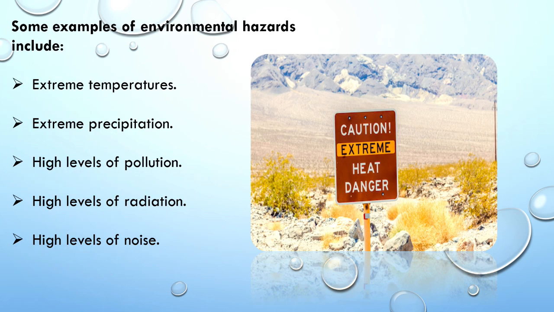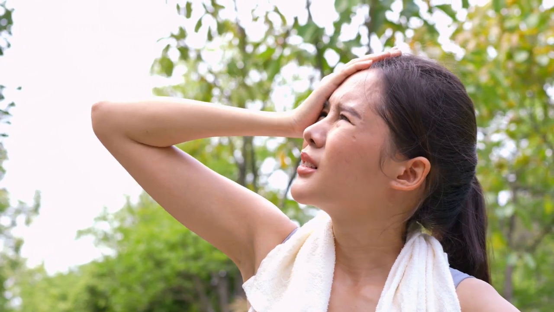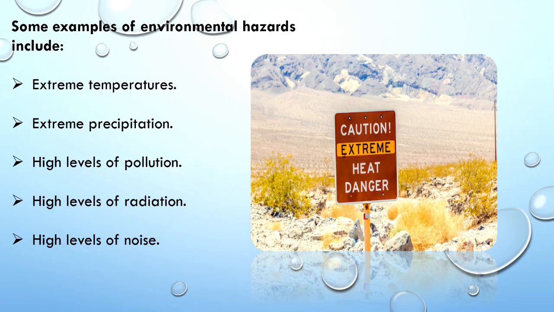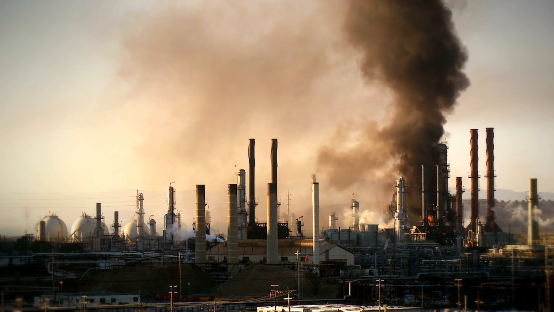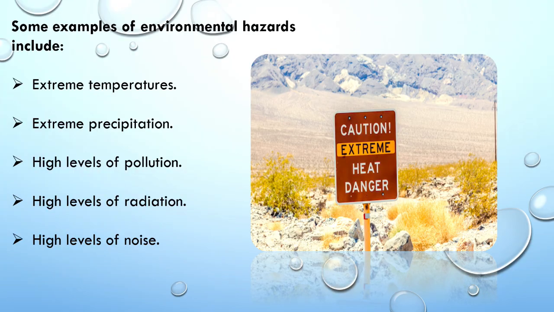Now, some examples of environmental hazard include extreme temperatures. You see, when you travel to some tropical countries, like when you go to Asia or maybe the Caribbean or Africa, you may experience some extreme temperatures. That is one of the environmental hazard. Okay, extreme precipitation, high levels of pollution, high levels of radiation, and high levels of noise. All those are environmental hazard.